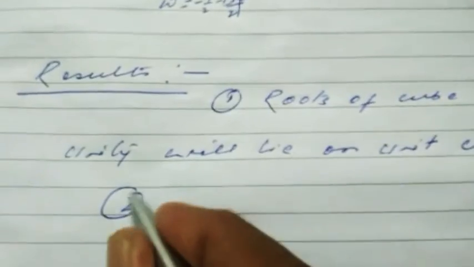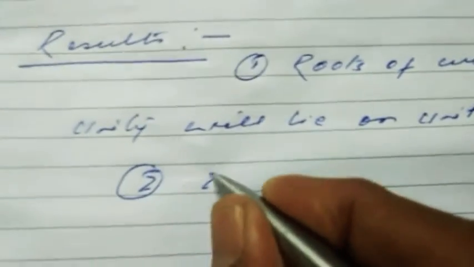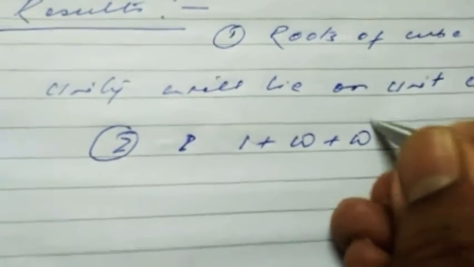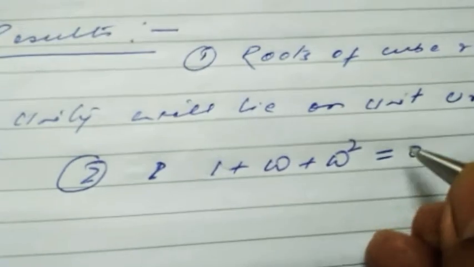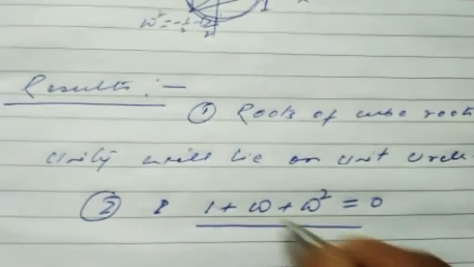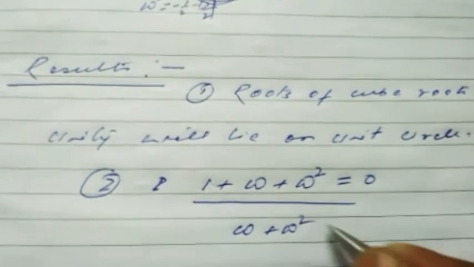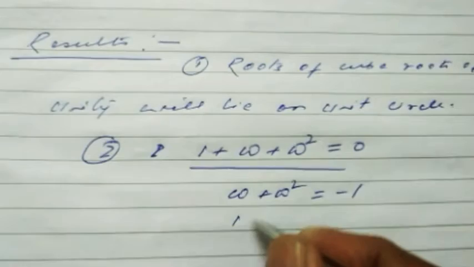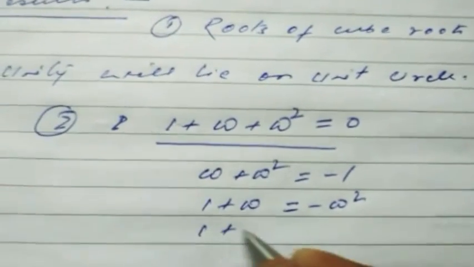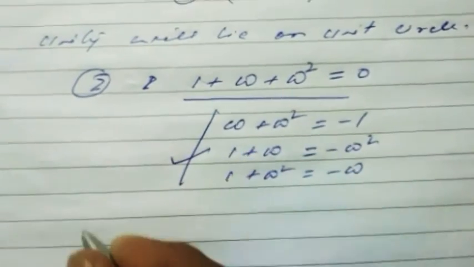Now second, when we add all three cube roots of unity, 1 plus omega plus omega square, it will be 0. You can add them and see that. If it is like that, we can rearrange the result: omega plus omega square will be minus 1, 1 plus omega will be minus omega square, and 1 plus omega square will be minus omega. So these are the things we can use for further questions.